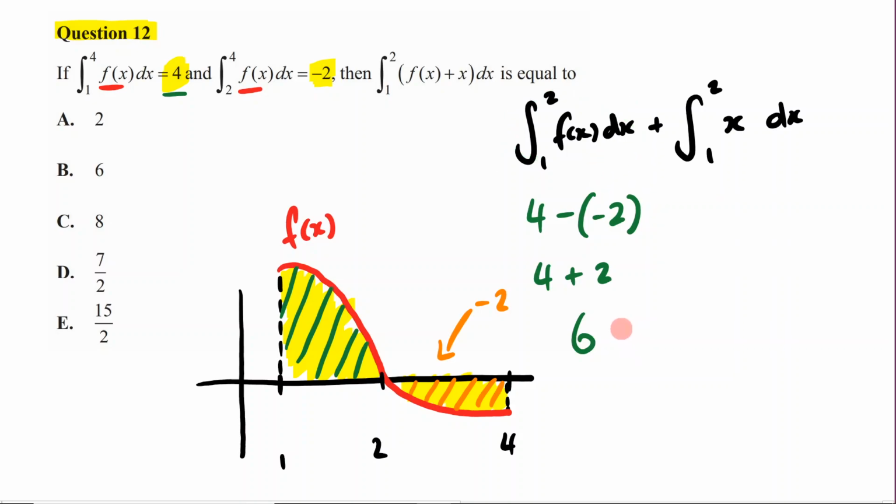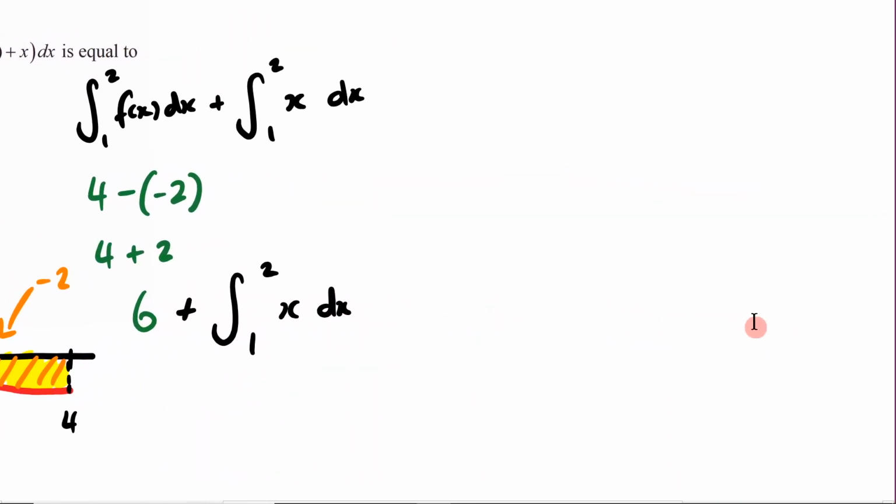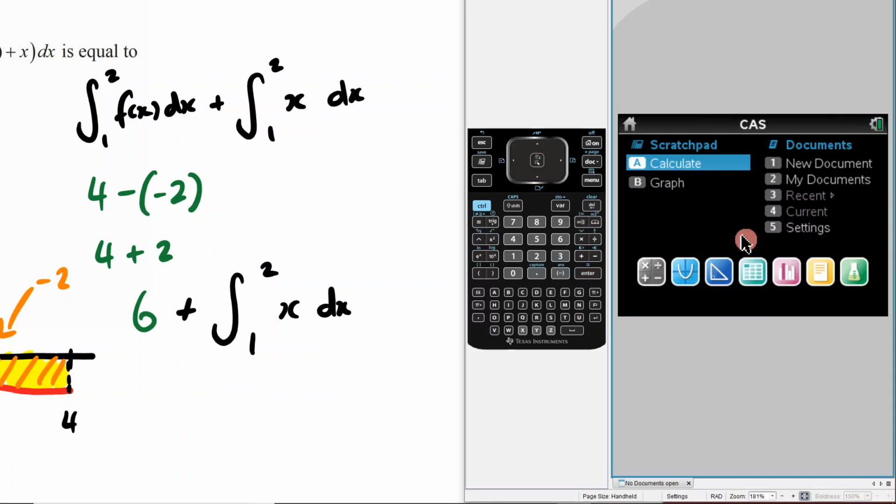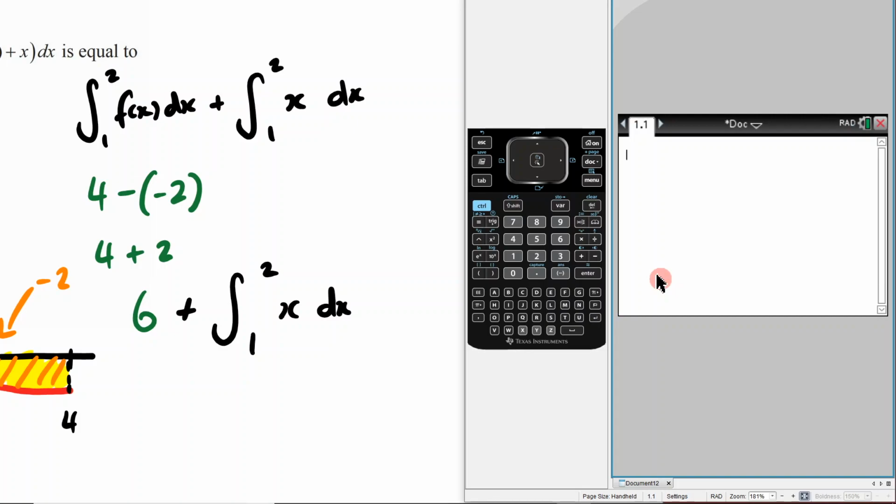And now I'm going to plus onto that this thing right here. So this integral from 2 to 1 of x dx. Now I don't want to mess this up, and we've got our CAS. So whenever you've got your CAS, you never want to do maths unnecessarily. So let's do this now. I'm going to open this up, and I'm going to go 6 plus, shift plus to get this up, the integral from 2 to 1 of x dx. My answer is going to be 15 on 2.